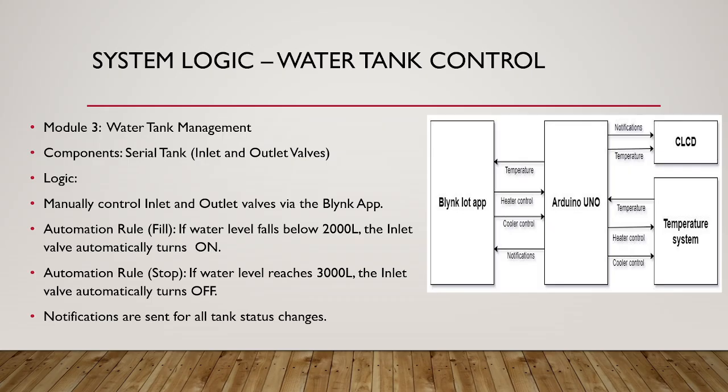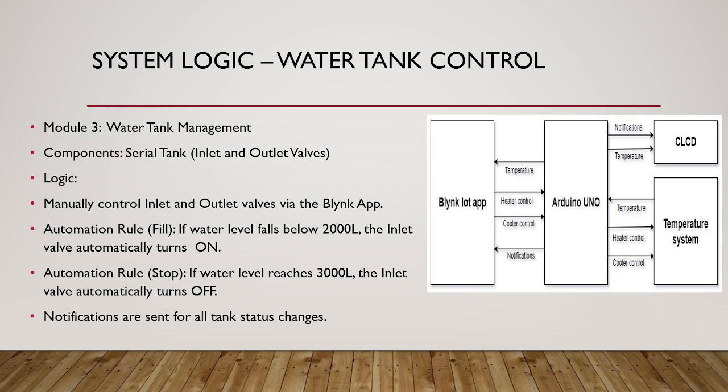Now, the second module, this water tank, has both manual and automatic control. So in the manual case, I can use buttons in the Blynk app to turn the inlet and outlet valves on or off at any time. In the automatic case, the system automatically turns the inlet on if the water level drops below 2000 liters.